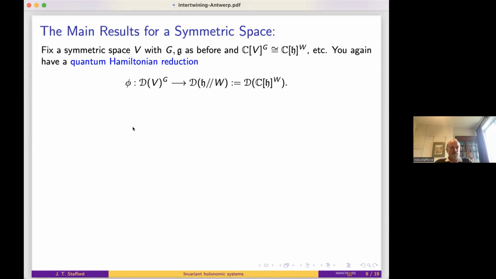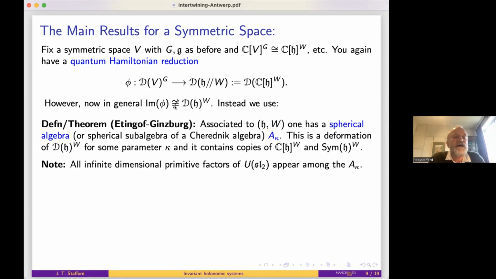So let's see the situation we've got. We've got our symmetric space V with G and little g as before, and we have the Chevalley isomorphism theorem. So once again, we have this quantum Hamiltonian reduction where invariant differential operators act on invariant functions. So that's giving us a map from D(V)^g, invariant differential operators, to differential operators on the invariant functions. But now things become different because it's not true that the image of phi is actually differential operators on invariant functions.